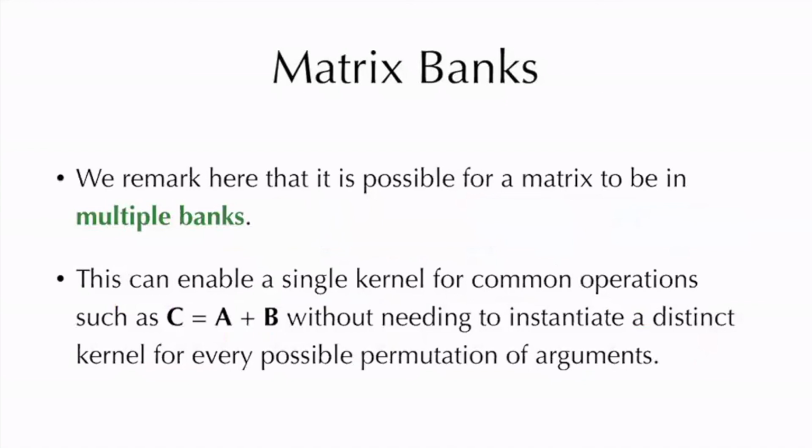We remark here that it's possible for a single matrix to belong to multiple matrix banks. And this is useful for common operations, such as if you want to do the operation C equals A plus B. Without something like matrix banks, you'd need to instantiate a distinct kernel for every possible permutation and combination of matrices that you might want to add together. Whereas with matrix banks, you only need one kernel and 3 matrix banks, and those banks can then point to any matrix that you want to do this operation on, and with that, everything works out.